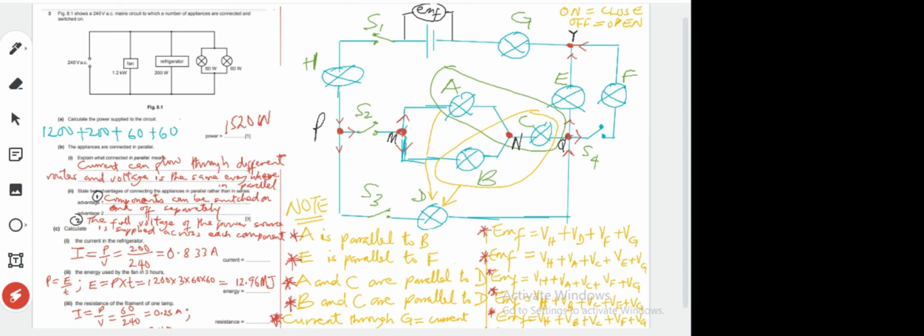Are you ready? At P, the current splits, or the current pouring into here. At the next junction, they must all combine, and all the routes they pass through are in parallel.